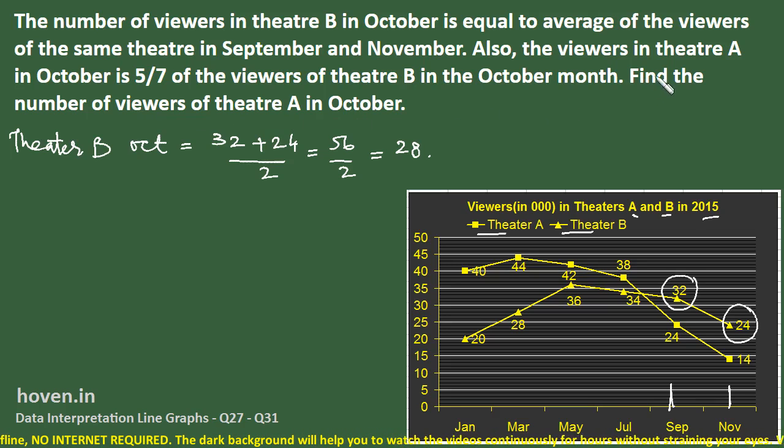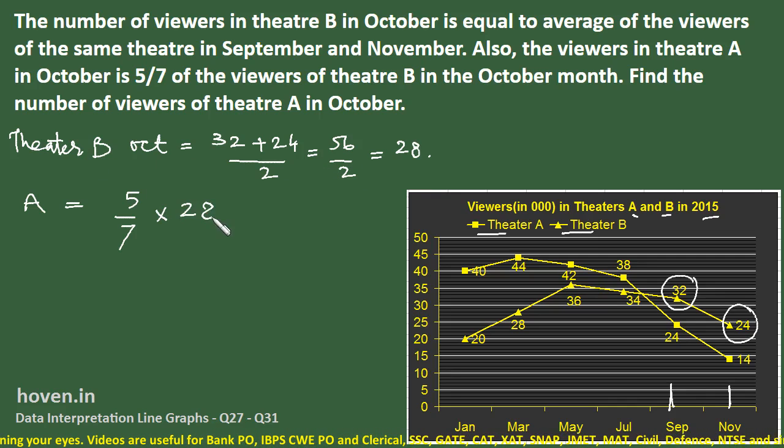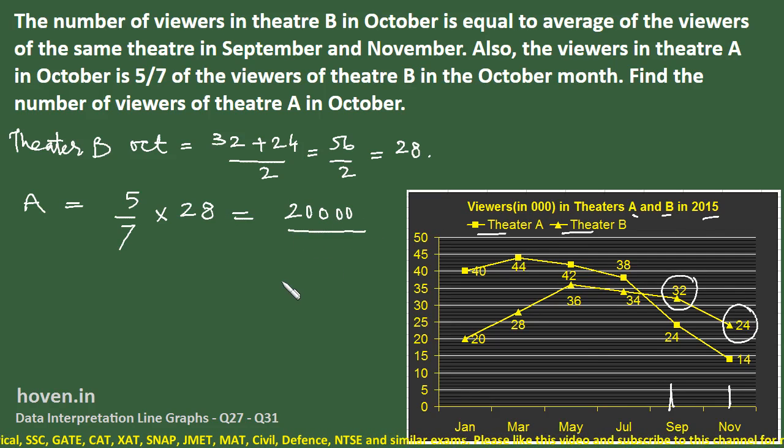So in October itself, it has been given that the viewers are 5/7 of the viewers of theater B in the October month. This means that in A, they will be 5 by 7 of this 28, which is the figure for October month for theater B. So you can see that 7 and 4, 28, 4 and 5, 20. And since the values are in thousands, we can say 20,000 is the required answer.